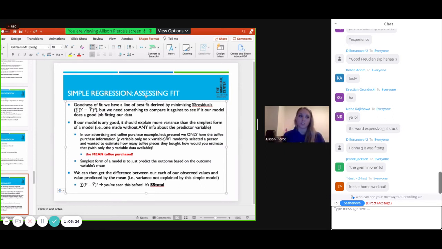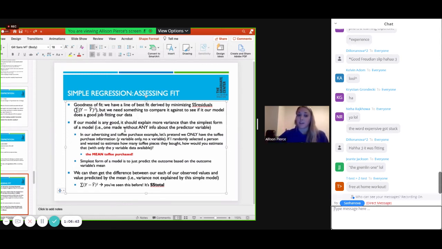And we know based on our distribution that within one standard deviation of the mean, we capture about 68% of the data. So you would get pretty close just using the mean. So that's going to be the simplest form of a model. So the mean technically is a model. It's just a very, very simple form.